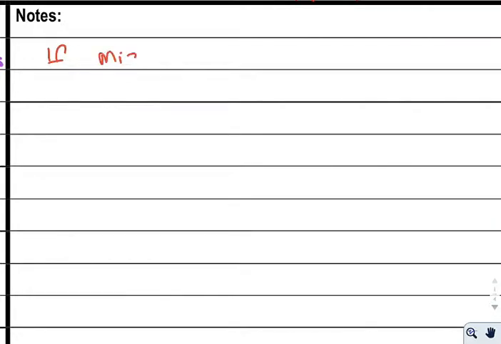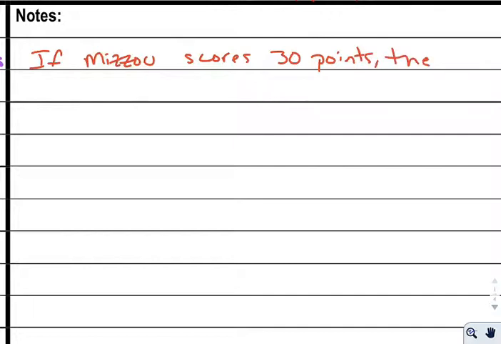If Mizzou, oops, that's messy. Let's try that again. Let's say if Mizzou scores 30 points, they will win the game. Okay? Now, I'm not saying this statement is true. That's not really where we are right now in terms of our study of conditional statements. We're just trying to get a sense of what the pieces actually mean.